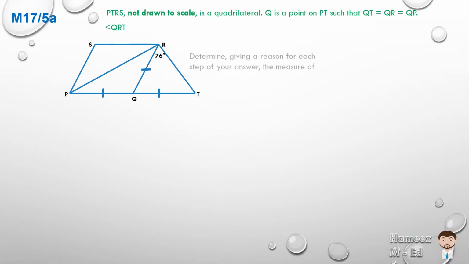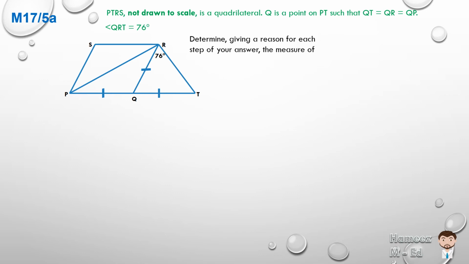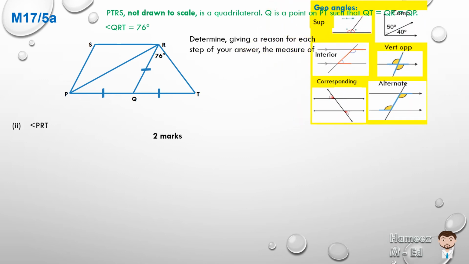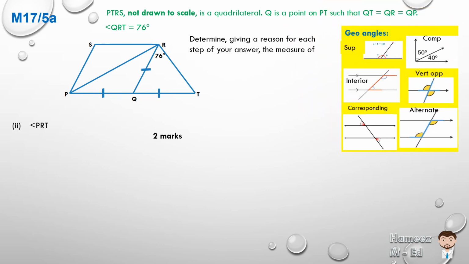May 2017, number 5A. Part 2. Determine, giving reason for your steps, angle PRT. Now, let's see if we can extract certain things to help us. PRT is that whole angle up on top. We already know one part, that's 76 degrees. We also figured out 28 degrees at the base. So if we know 28 on the right-hand side of the Q, can we find on the left-hand side? Let's extract that and see.